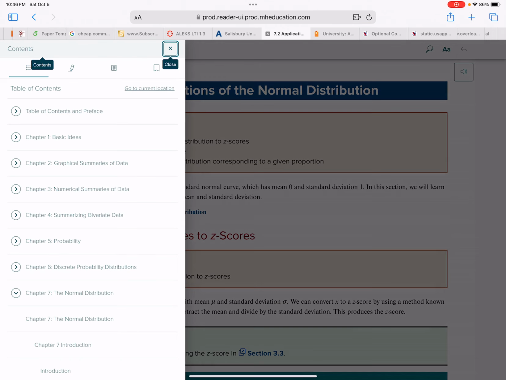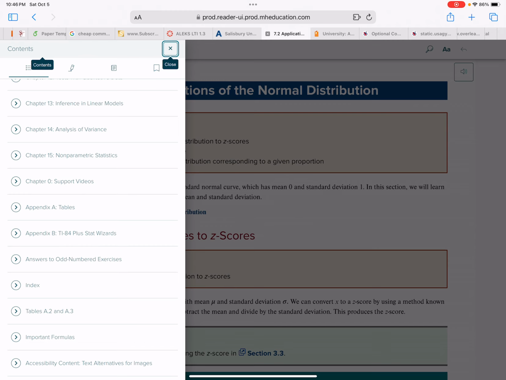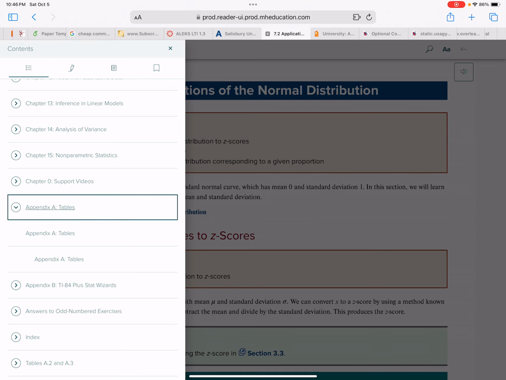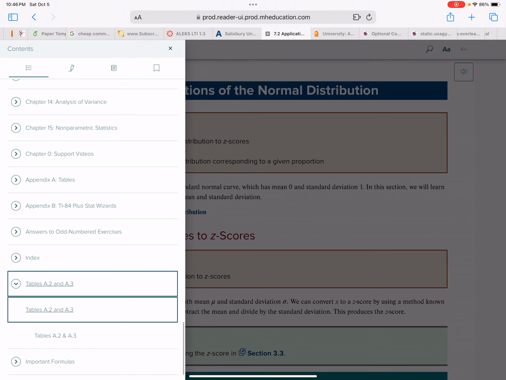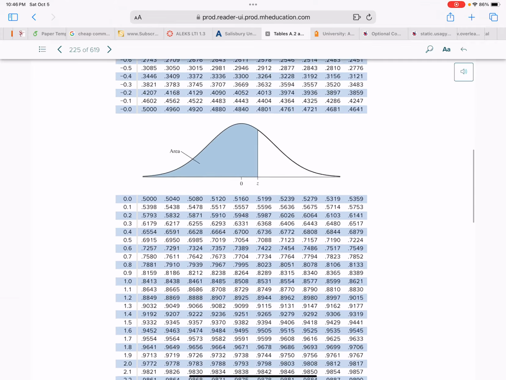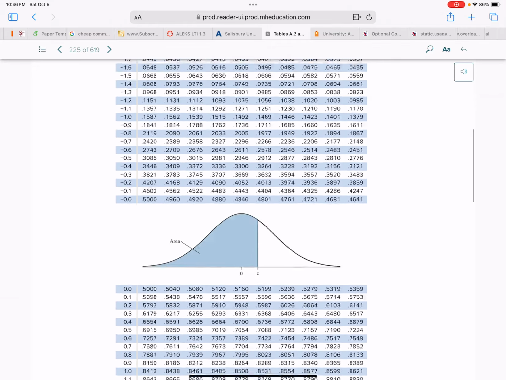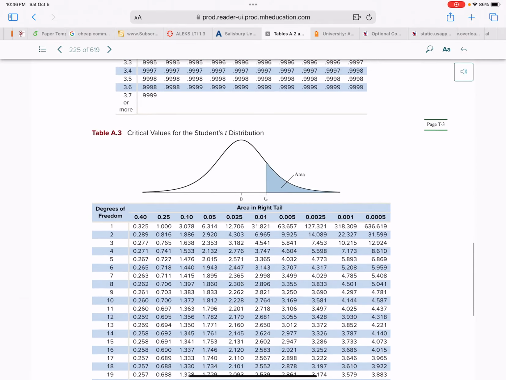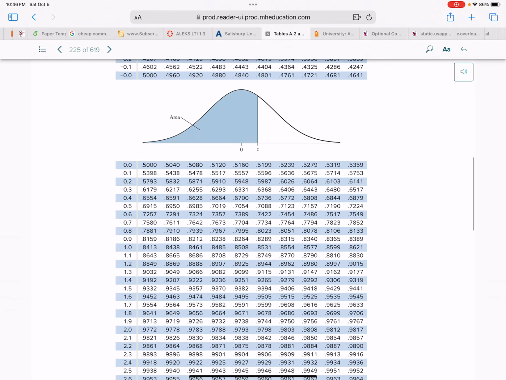So you're going to go here, table of contents, go all the way down to the appendices. Let's try Appendix A, tables. Oh, no, sorry, actually, I'll do better than that. Tables A2 and A3. That should do it for us. These are the tables we're going to use. So on assessments, I will print these out and give them to you. We're going to use table A2, okay?